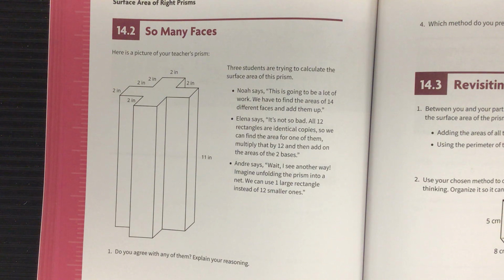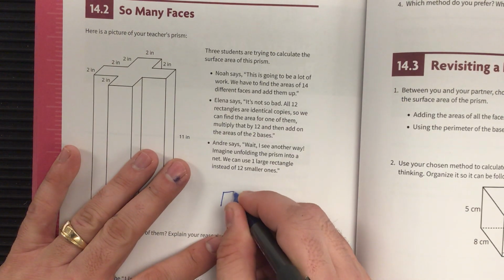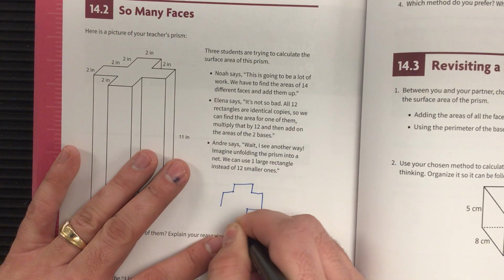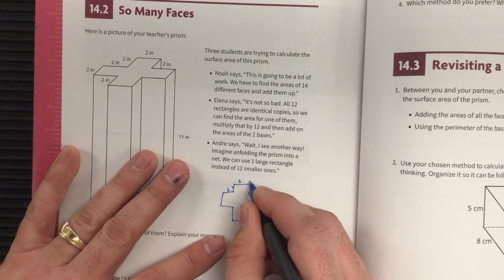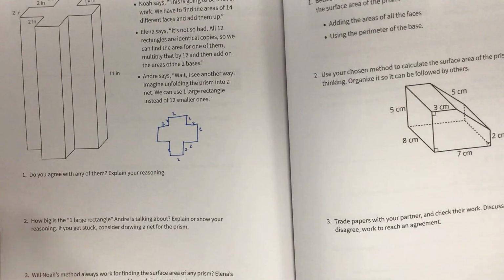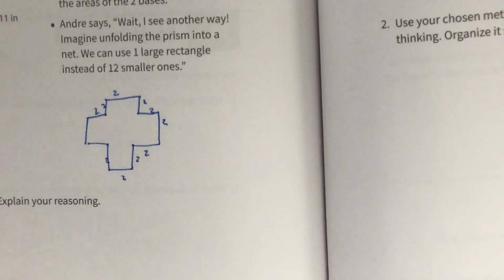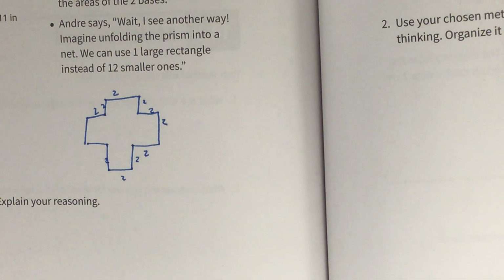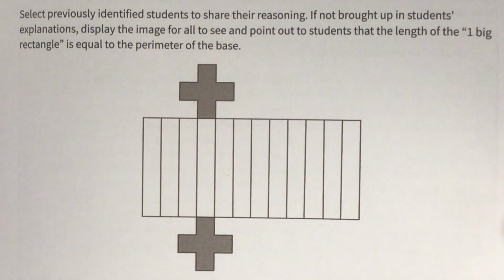Okay. So I heard some of you say, I like Elena's method. All right. So let's look at the base then. Basically have a plus sign where all sides are 2. So first, figure out the area of that. If you wanted to see the net, that's what it would look like, cut up.